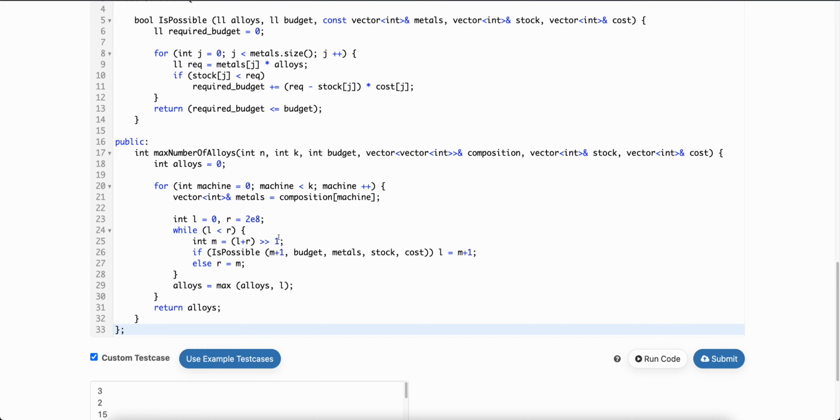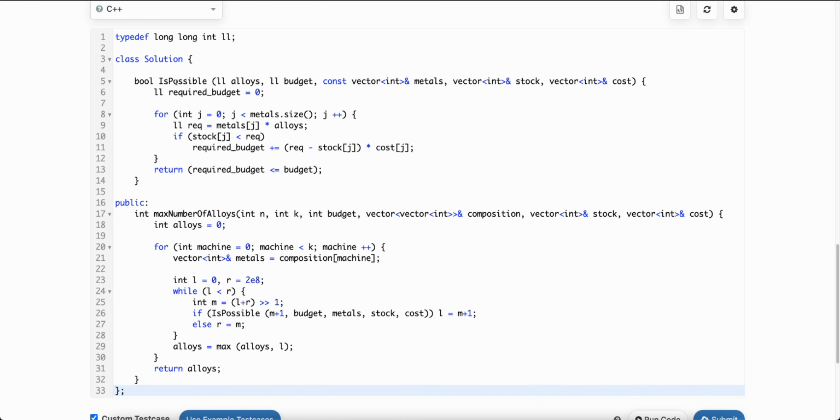The code is straightforward. We have this is possible function, which is exactly what we have seen before. We'll simply figure out how many alloys we actually need, and how many of them are in stock. The remaining we will buy. So we require this much cost. So this is the total number of coins that I need to actually buy the metals that will allow me to create this many number of alloys for this particular metal composition.